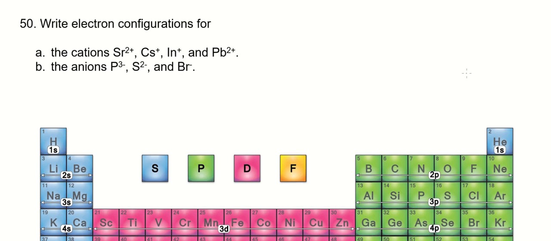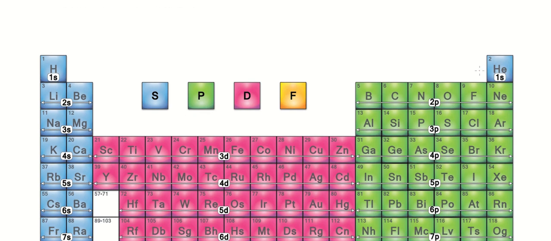Whoop, there's the question. I'm going to write some electron configurations for cations and anions. All right, strontium is a group 2 element, so it's going to have 2 valence electrons. It's going to want to lose both of them to form its most stable ion, and therefore it's going to be a 2+ cation. All right, here it is.